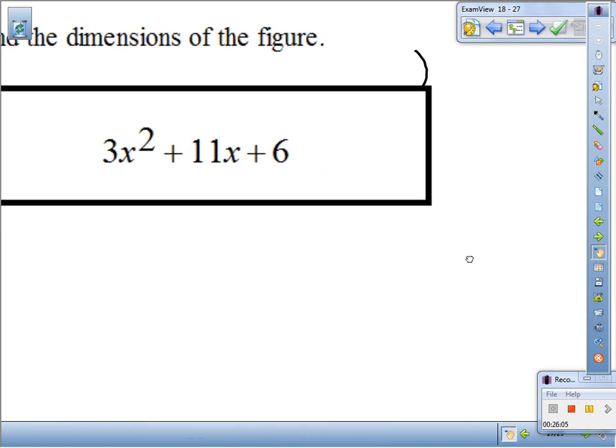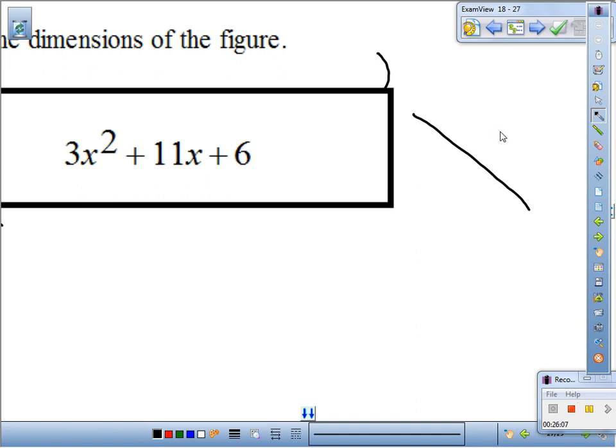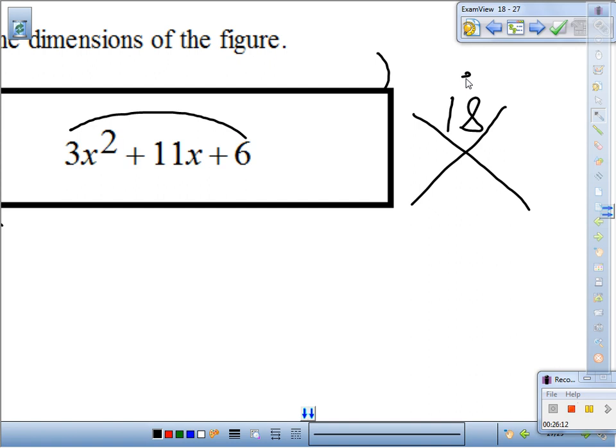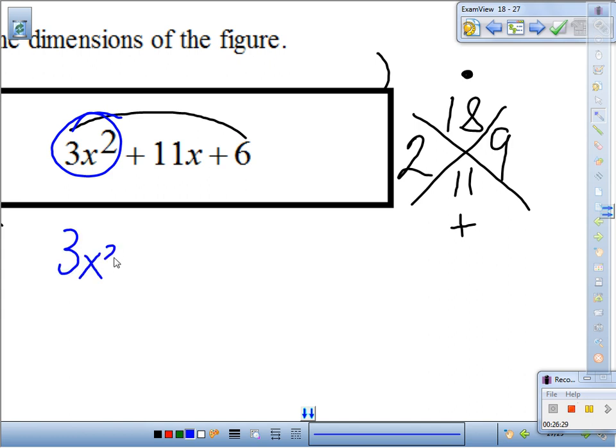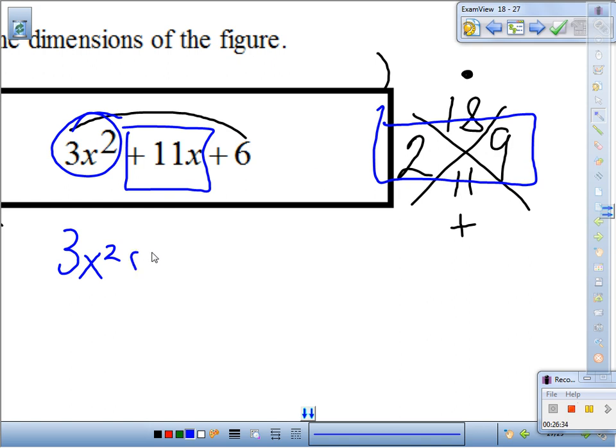We've been doing this on the warm-ups. 3 times 6 is 18. 11 is the sum. What numbers multiply to give me 18? 2 and 9. Therefore, I'm going to rewrite this. What is my first term? 3x squared. Instead of 11, what do I write? 2x plus 9x. Then you bring down the plus 6.